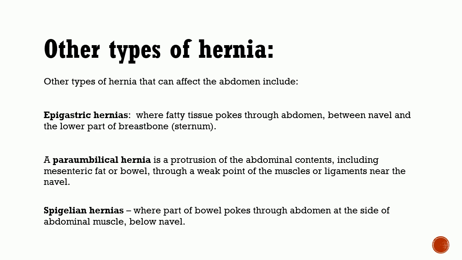Other types of hernia that can affect the abdomen include epigastric hernias, where fatty tissue pokes through the abdomen, between the navel and the lower part of the breastbone, sternum. A paraumbilical hernia is a protrusion of the abdominal contents, including mesenteric fat or bowel, through a weak point of the muscles or ligaments near the navel. Spigelian hernias, where part of your bowel pokes through the abdomen at the side of the abdominal muscle, below your navel.